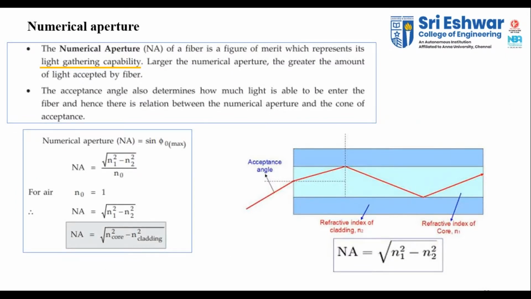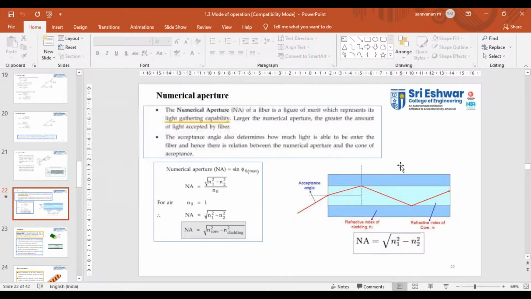Before entering into the waveguide, we see a simple video. So why do we go for fiber optics compared to copper?